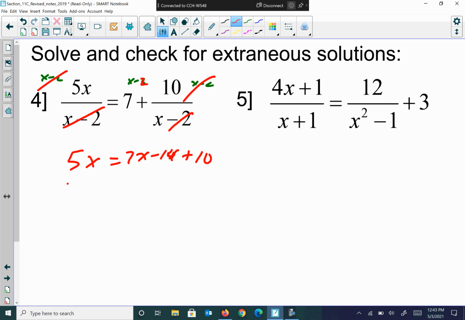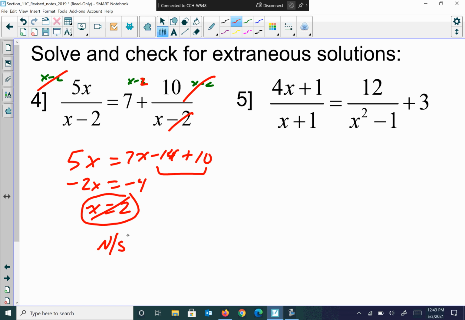All right, so subtract 7x, so I get negative 2x over here. Combine our like terms, so I get negative 4 over here. x equals 2. Uh-oh. Did I do my math right? Because if I take that 2 and plug it back in there, it divides by 0. So this has no solution. Okay, does that make sense? So the problem came out exactly what we didn't want it to be.